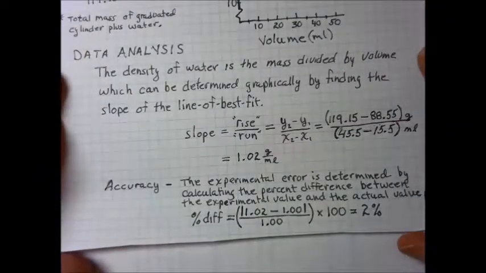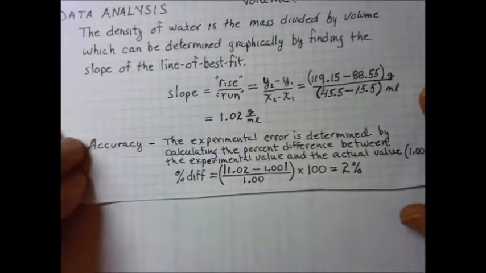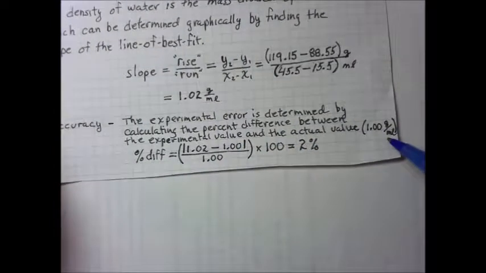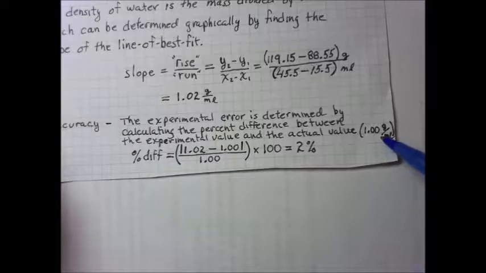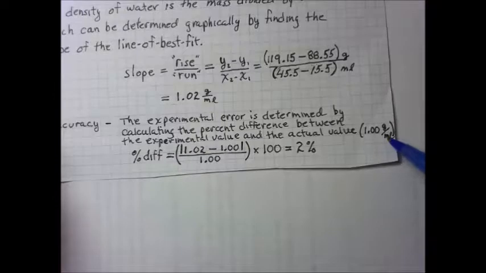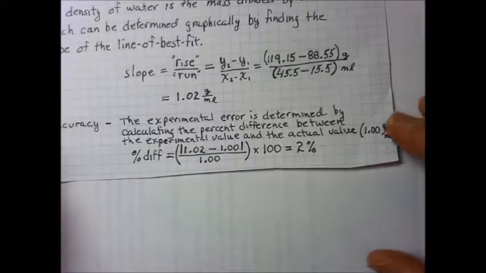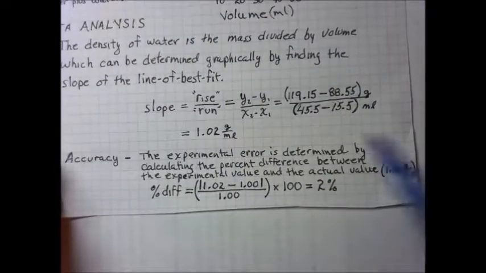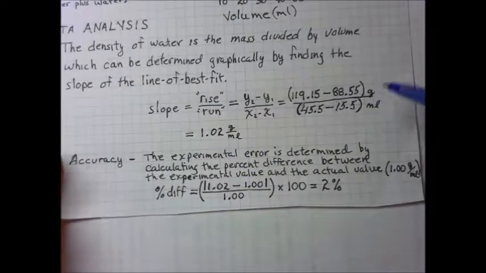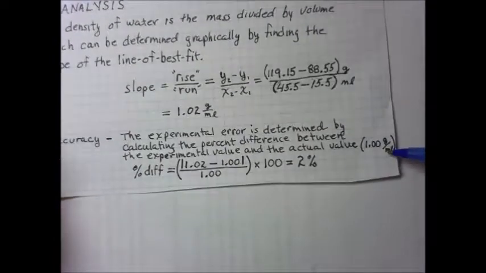Is that right or is that wrong? Well, it's pretty close. We know that the density of water by definition is 1 gram per milliliter. You could say it's 1.00000. It is exactly 1 gram per milliliter because that by definition is what it is. We got 1.02. Now how much different is our value from the actual value?